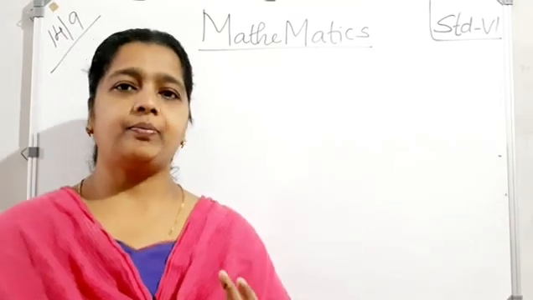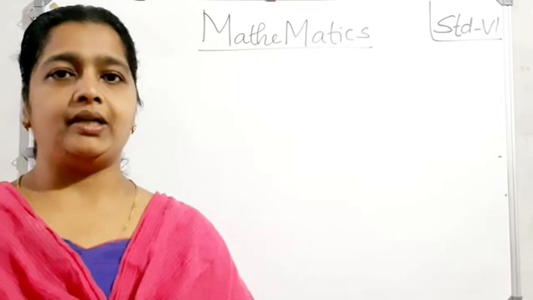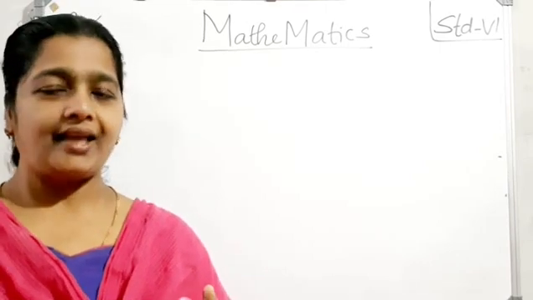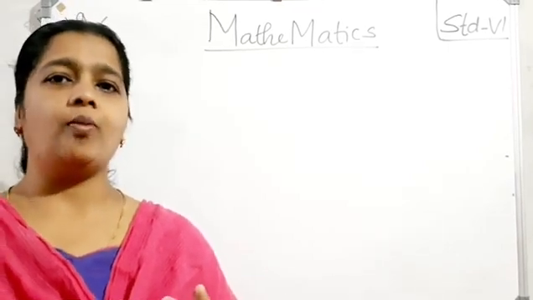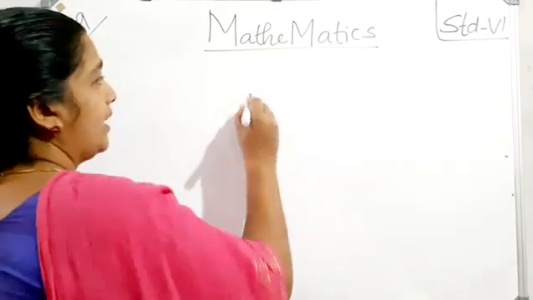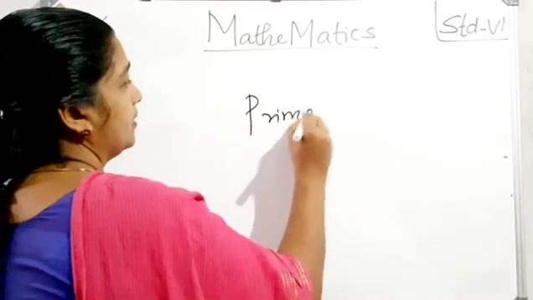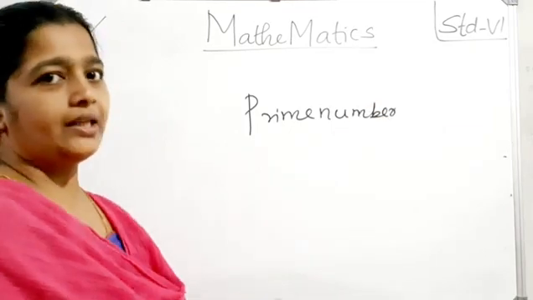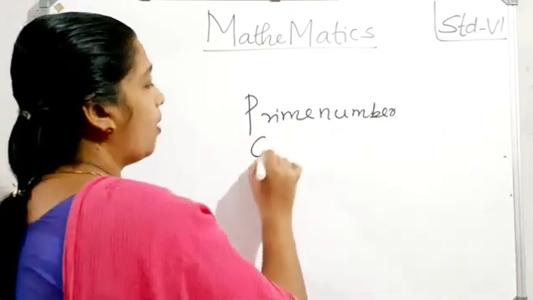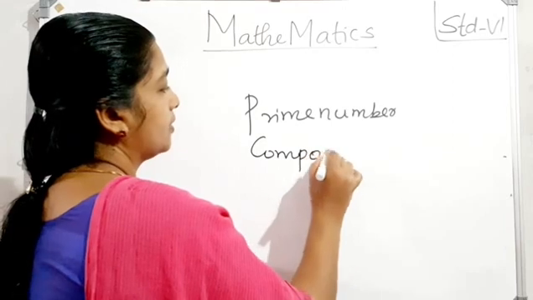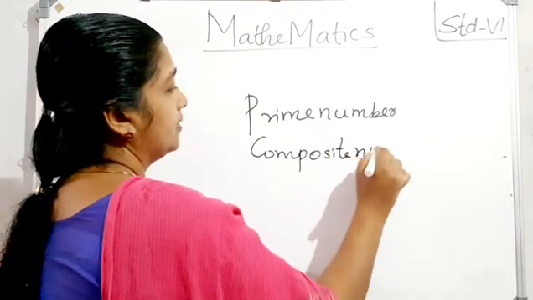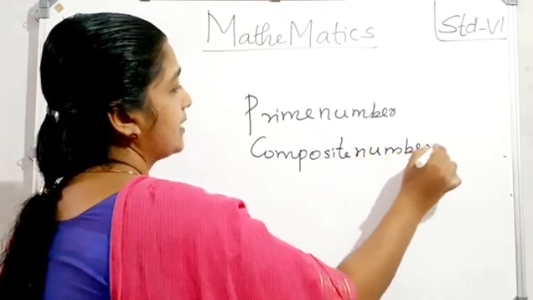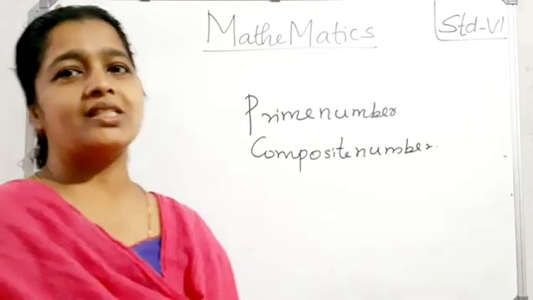Factors, multiples, common factors, common multiples. Next section, which one? Yes, prime numbers and composite numbers. So, what is a prime number? You must study the definition of each one. What is a prime number and what is a composite number? Anybody can say the answer, what is prime and composite?